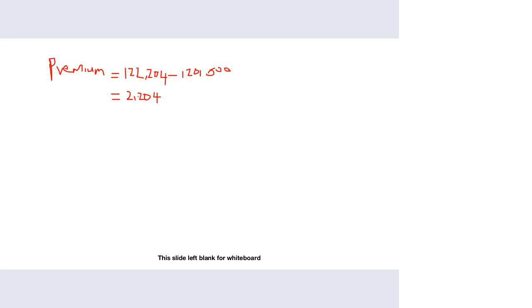Now, once we have determined the premium on the bond, we can prepare the journal entry for the bonds payable issued at a premium. So we can prepare the journal entry now.